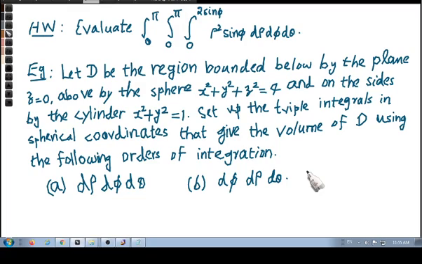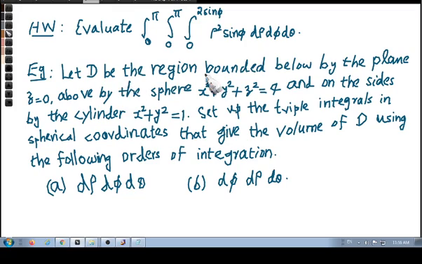The integration is first with respect to rho, so rho varies from 0 to 2 sine phi, then with respect to phi, it varies from 0 to pi, and with respect to theta, theta varies from 0 to pi. So take this as homework, and we will consider another example, and it's a part we shall do here.